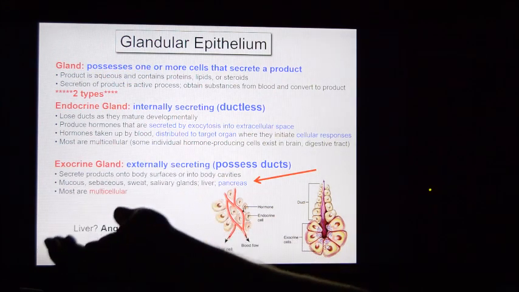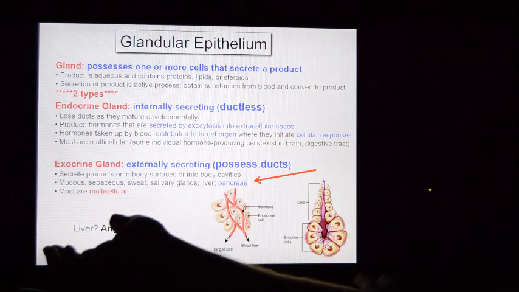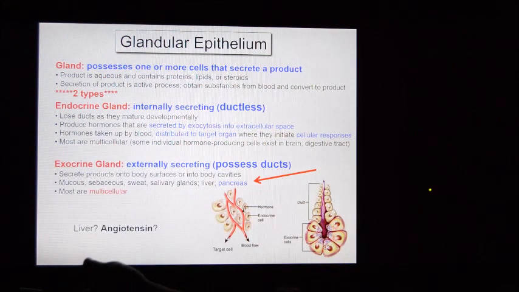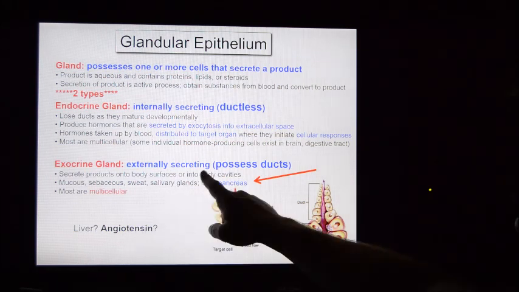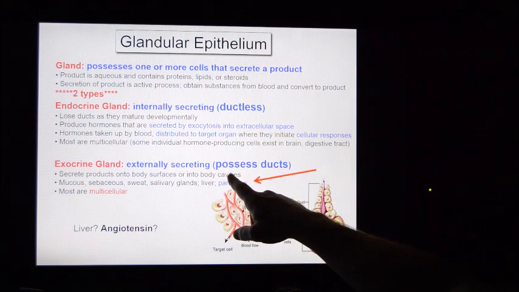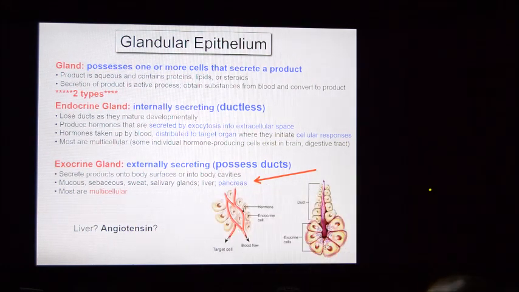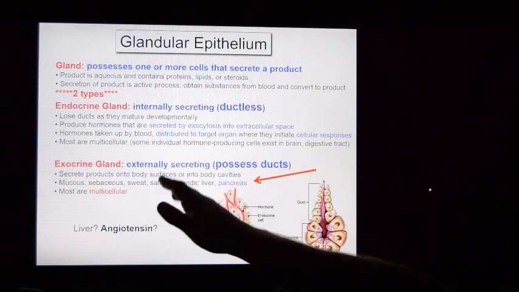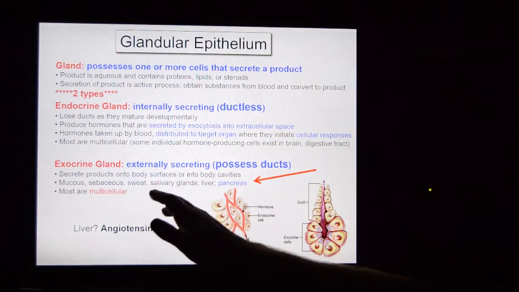Think about your sweat glands. Your sweat glands are in your skin. They produce sweat. It goes up through a duct to the surface of your skin to cool you down. That's a classic exocrine gland. Exocrine glands are ducted glands. Think about your liver producing digestive enzymes that travel through a duct down into your small intestine. Your liver is a classic exocrine gland in that particular case.